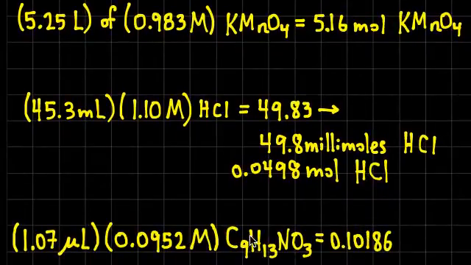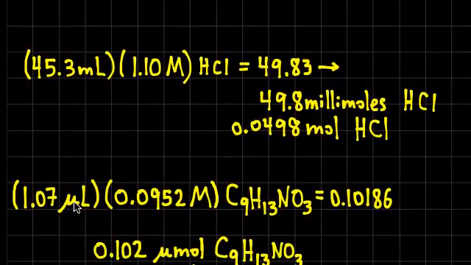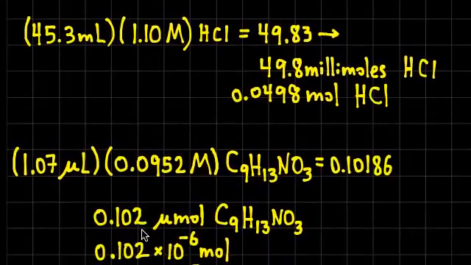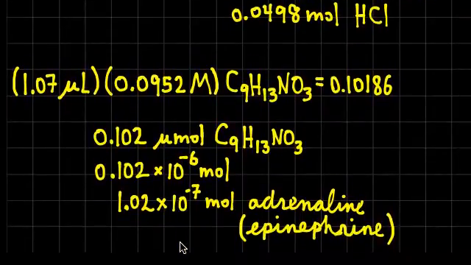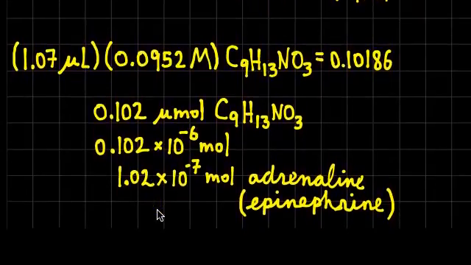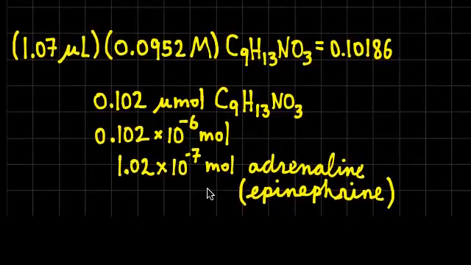Here's another example. Here's a fun compound. 1.07 microliters times 0.0952 molarity gives me 0.10186, etc. If I round it off a little bit, and don't forget my micro, the molarity times volume gives moles, but I have a micromole. Wow, that's a small number of moles, 10 to the negative 6. And if I write it in formal, correct scientific notation, 10 to the negative 7. Just for the fun of it, looks like I included some models of adrenaline, epinephrine. Who doesn't like a little adrenaline in the brain?